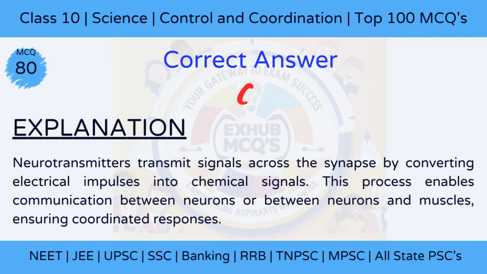The correct answer is option C, transmit signals across neurons. Explanation: neurotransmitters transmit signals across the synapse by converting electrical impulses into chemical signals. This process enables communication between neurons or between neurons and muscles, ensuring coordinated responses.